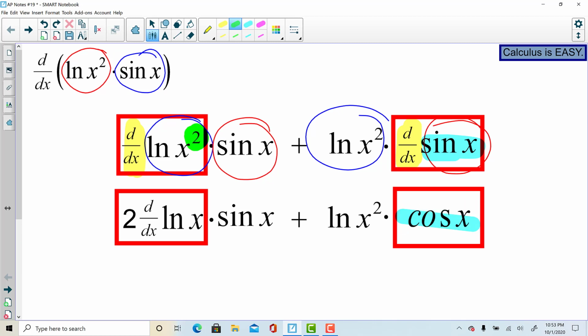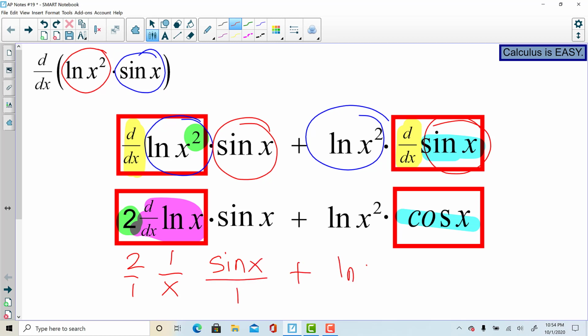Now over here, we're going to bring this 2 down before we do the derivative because it will make it easier. So now when we do the derivative of ln of x, we just get 1 over x. And that's it. You can leave your answer like that. It really doesn't matter.